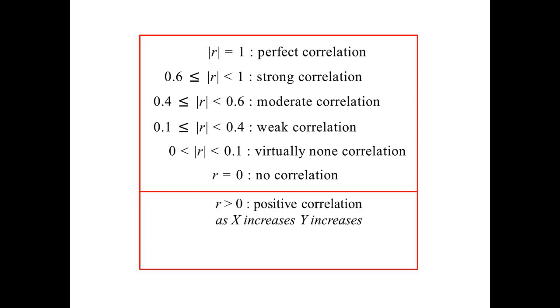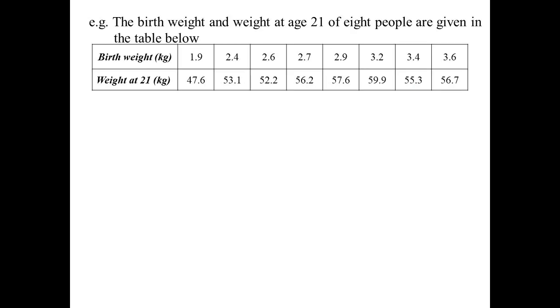So if the correlation is positive, then we know as one increases, the other increases. If it's negative, as one increases, the other decreases. So let's work one out. Here's our example. We've got the birth weight and the weight of those same people at age 21. And I'm just going to use 8 pieces of data to basically make the calculations easier.